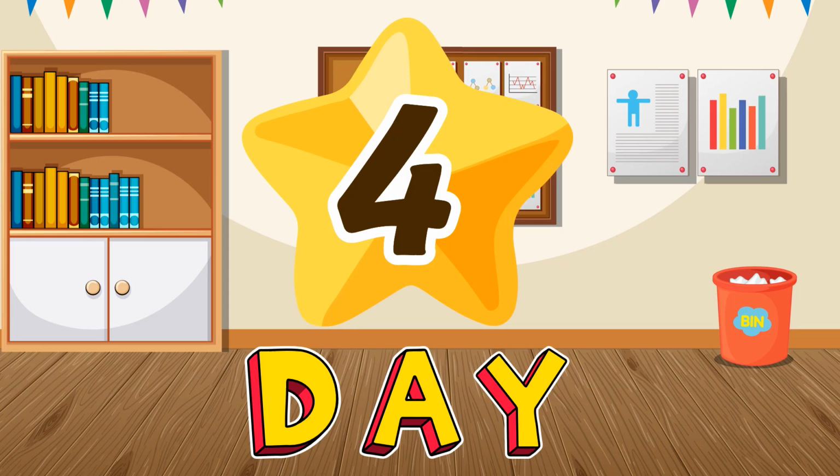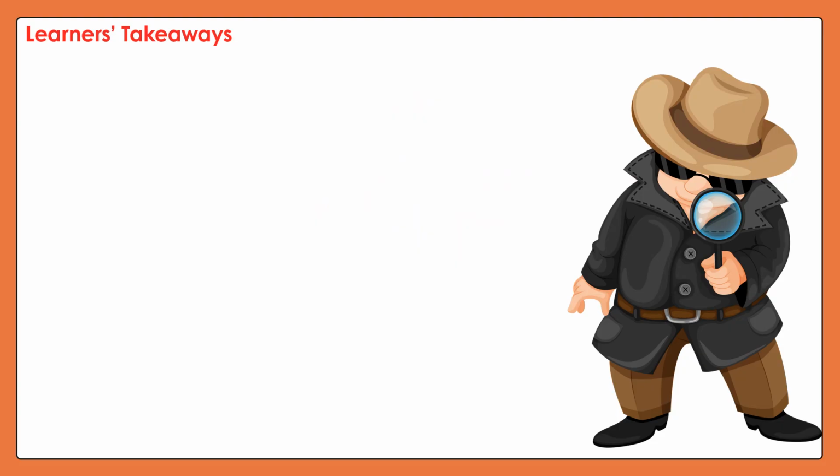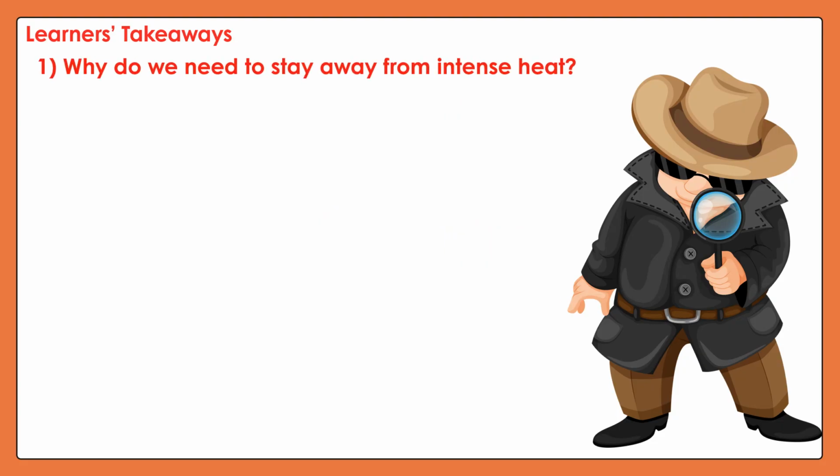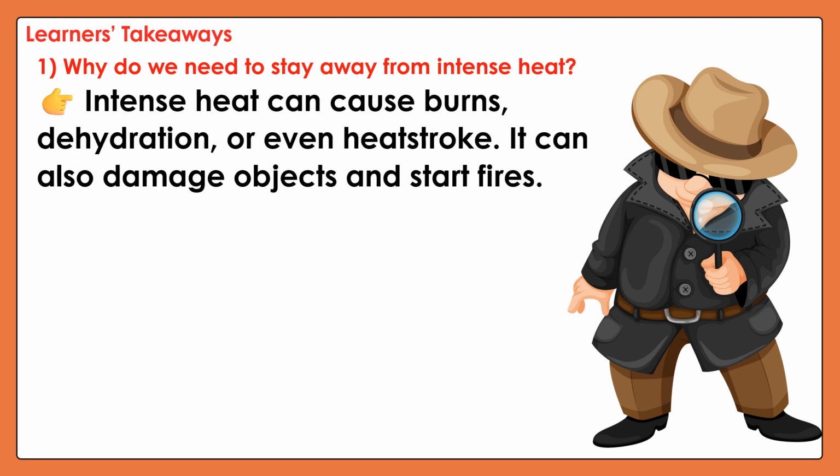Day 4. Learners' takeaways. Number 1, why do we need to stay away from intense heat? Answer: intense heat can cause burns, dehydration, or even heat stroke. It can also damage objects and start fires.